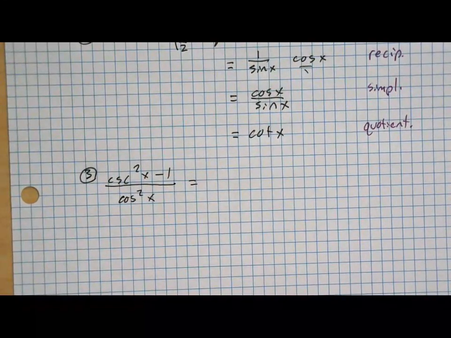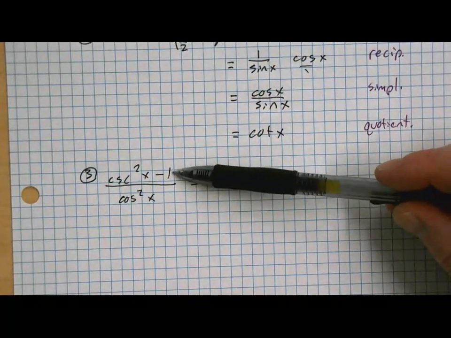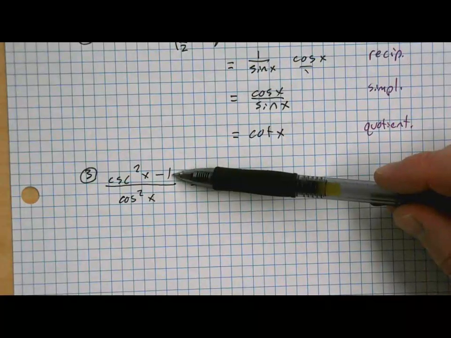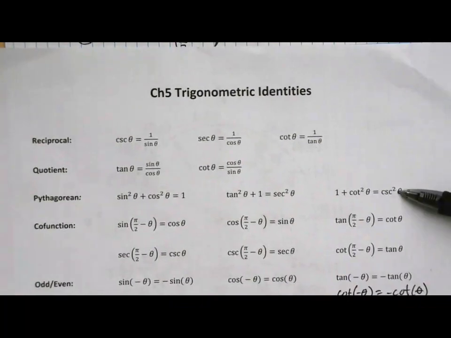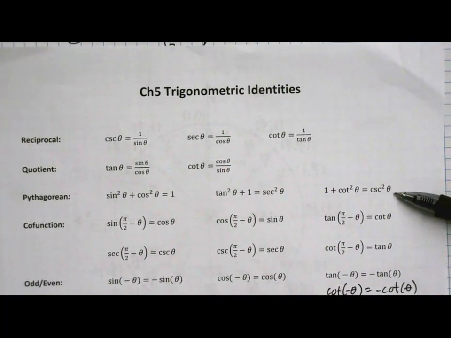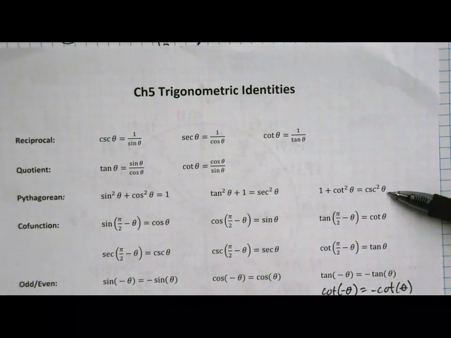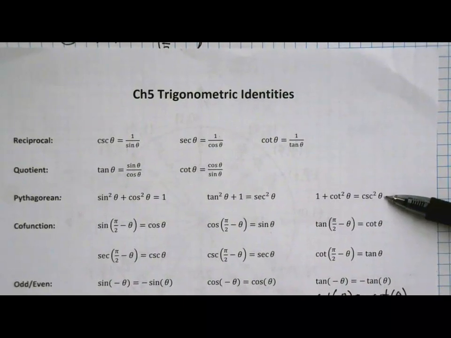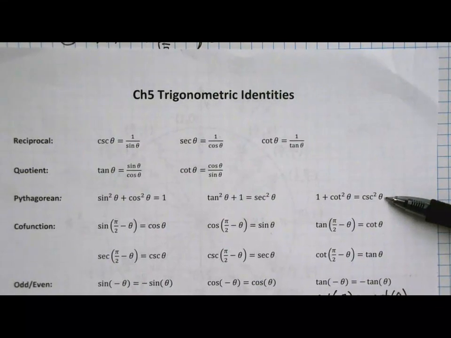I'm looking at the top here, and I'm going to see if I can find an identity that has cosecant squared minus 1. I've got this one that has cosecant squared, but it's not minus 1. But couldn't I modify this one? Subtract 1 from both sides, and then it would be cosecant squared minus 1.